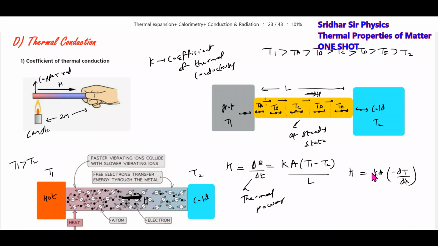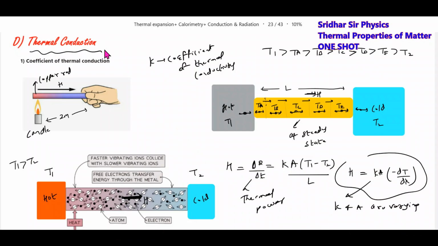Now when do we use this formula? If K and A are varying, we use this formula. If K and A are constant, we use this formula. Okay, done. So who is responsible for the flow of heat? The vibrating atoms and the free electrons. Both are responsible for the flow of heat across the rod. This is what happens in thermal conduction.